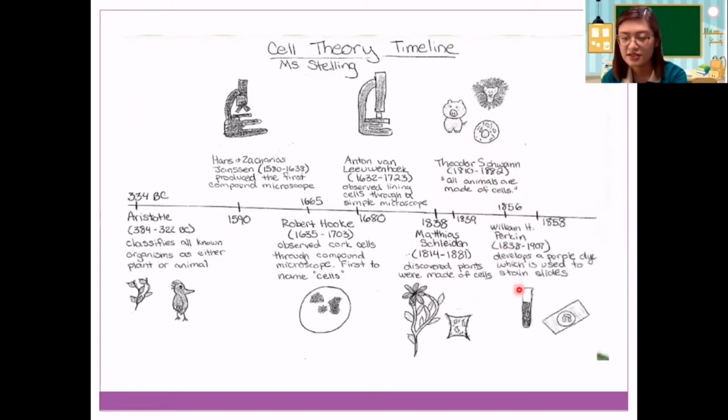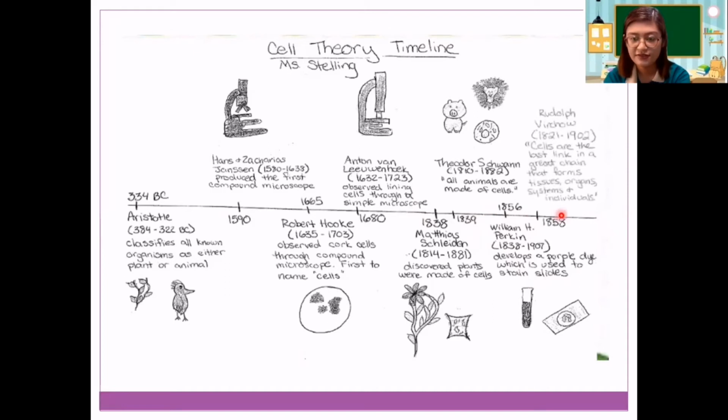By 1856, this scientist was not mentioned in the video earlier, but for additional information, William H. Perkin develops a purple dye, which is used to stain slides. So if you have already tried viewing under the microscope in your laboratory before, as you can see, the prepared slides are colored. So this purple dye can assist you in viewing the different parts of the organism or the sample.